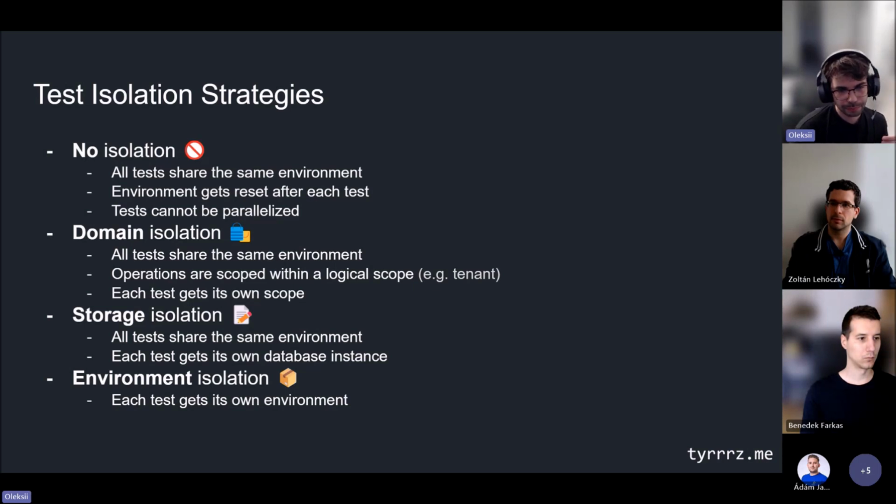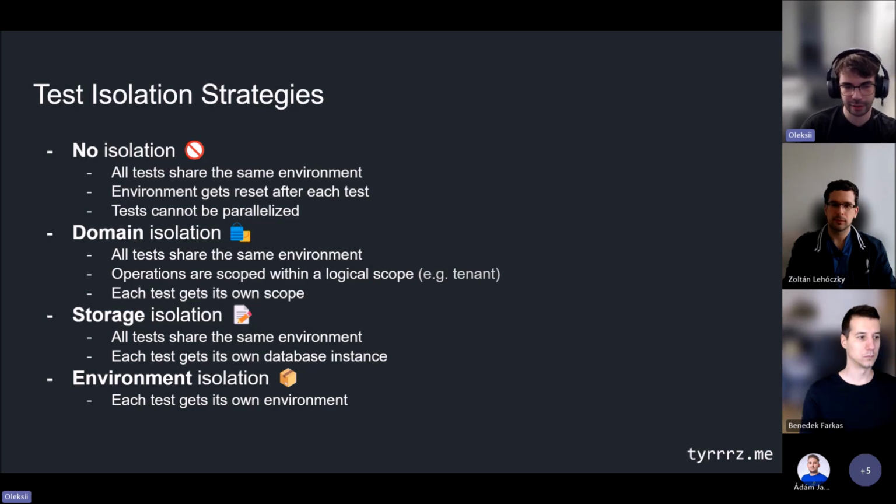Sometimes that's still not possible, and you may go for a different isolation strategy, which is storage isolation, where each task still shares the same environment, so you still have the same instance of the container, in this case, for example, a database engine, but each task still gets its own database. So you can have a single SQL Server running in a container that is shared across all tests, but each task creates its own database, which is much faster than starting the actual server, the actual engine.